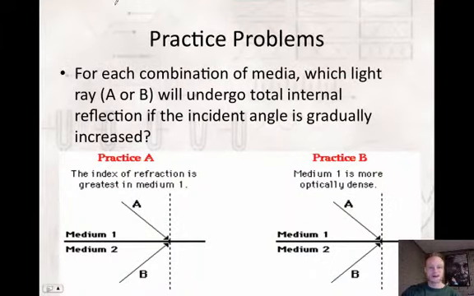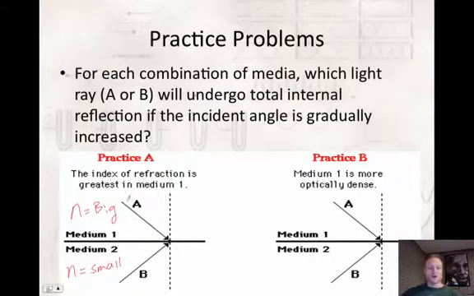Let's do a practice problem to see what you've learned so far. It says for each combination of media, which light ray, A or B, will undergo total internal reflection if the incident angle is gradually increased? Let's look at practice A first. It says the index of refraction is greatest in medium 1. What that means is the n in medium 1 is big, bigger than the n in medium 2, which we'll call small. I have no numbers to put in there, but we'll call this n up here big and this n down here small.